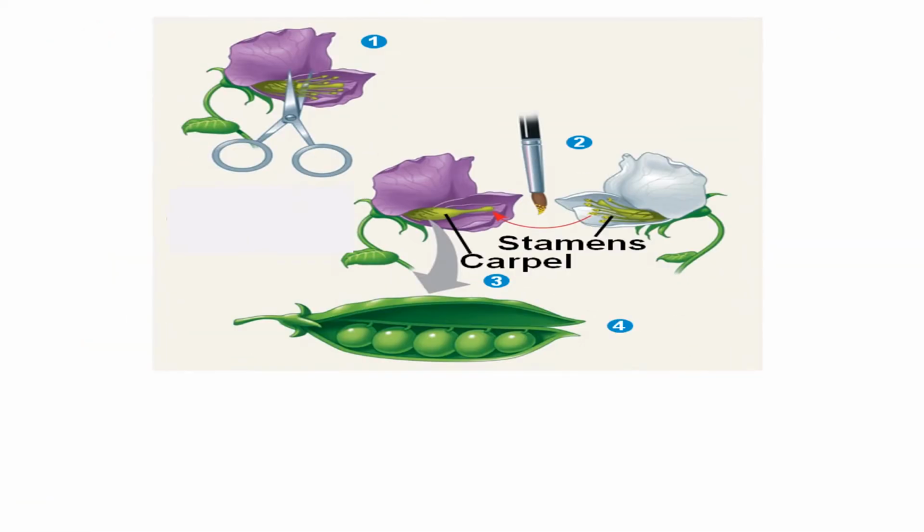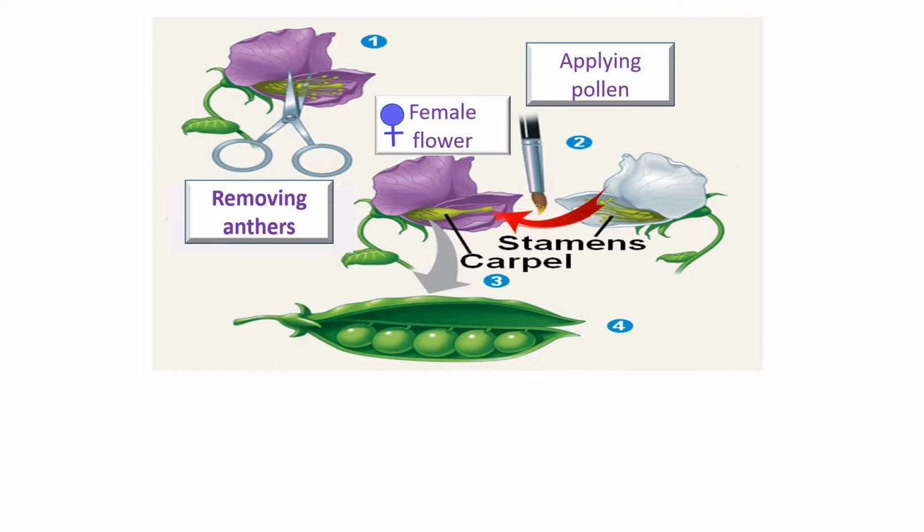Mendel's procedure: he removed the anthers of the flower he termed the female flower. Then he took pollen from the flower he termed the male flower and applied it on the stigma of the female flower.